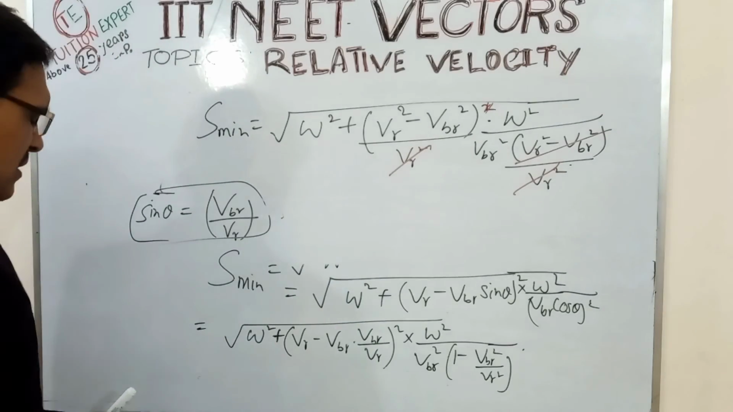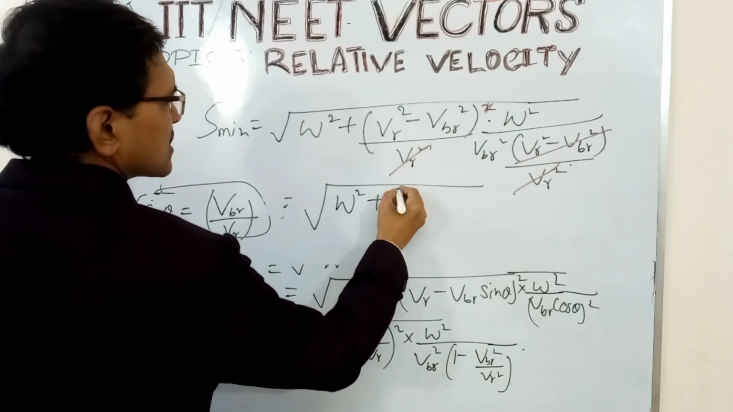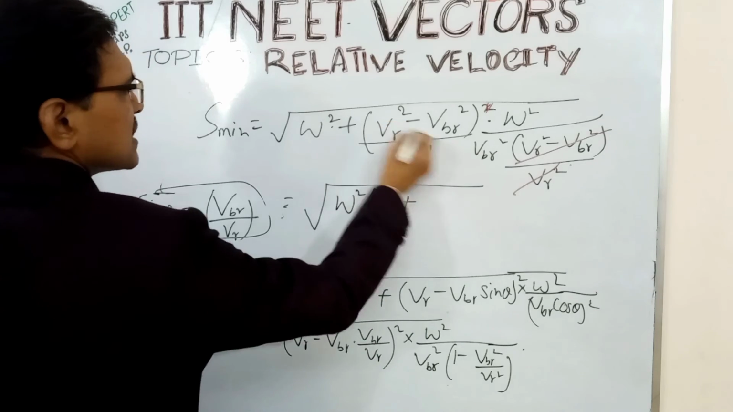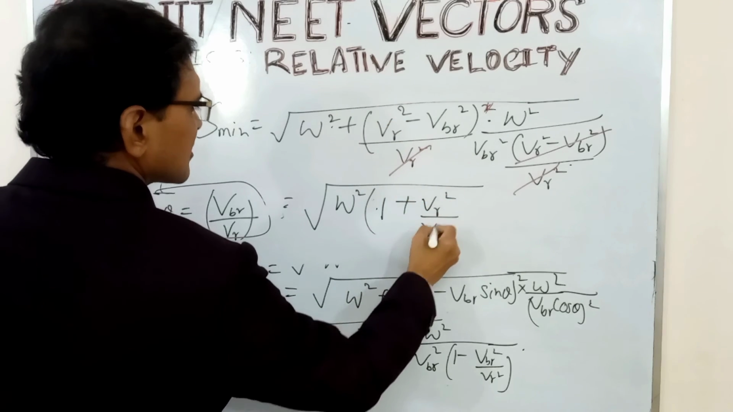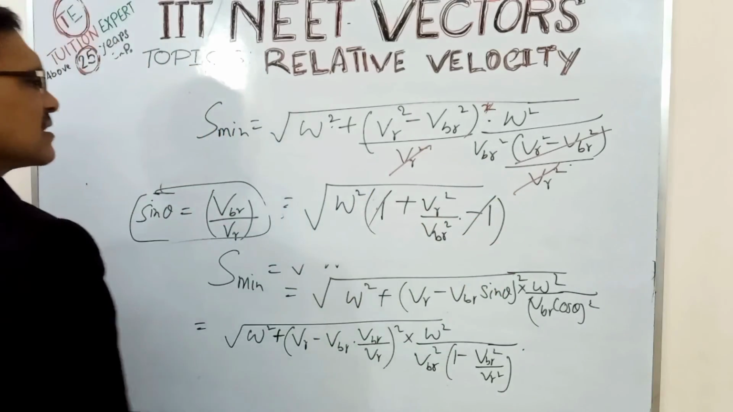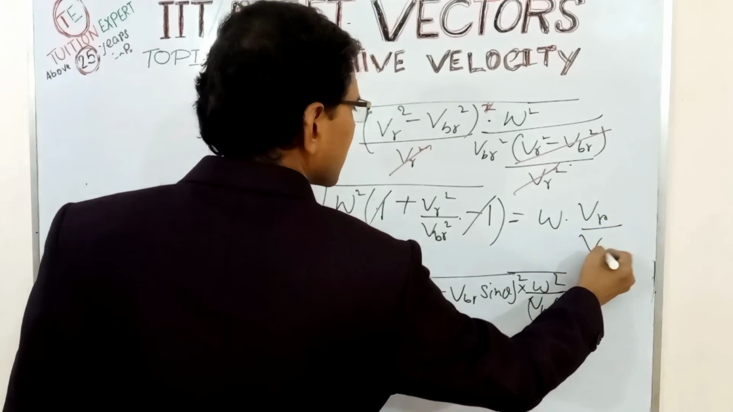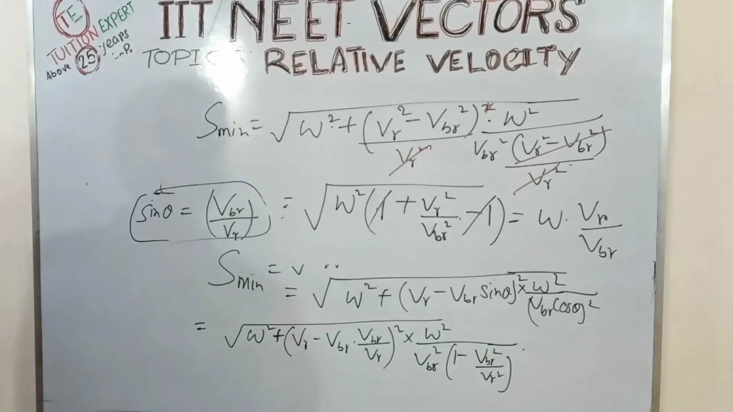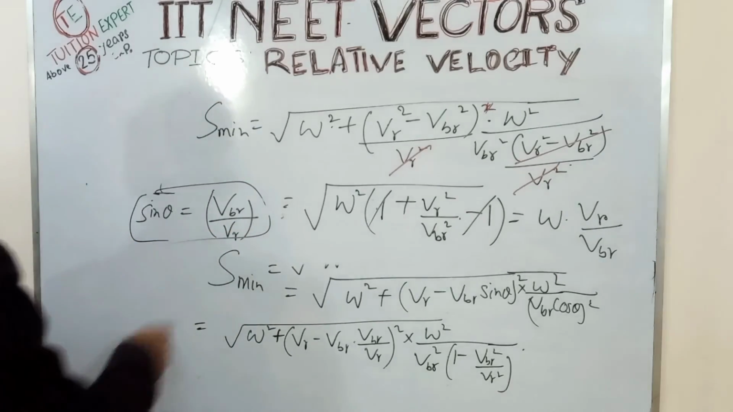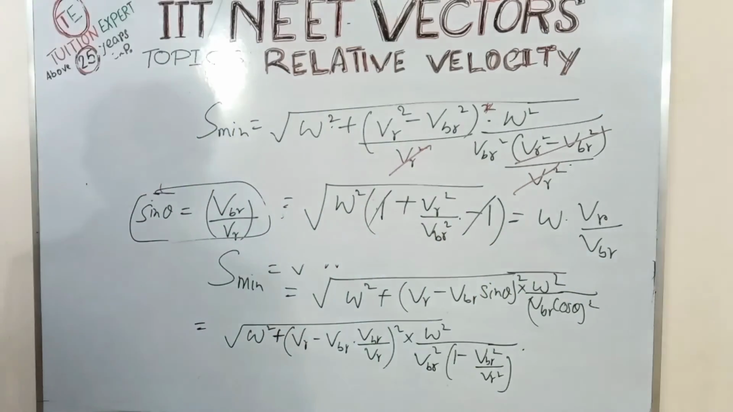So the result becomes plus; if we take W square common, 1 plus this by this minus 1, this cancels. So the result is W vr by vbr. This is the result, S minimum, and the angle is sine inverse of this. So if the boatman steers at this angle, the path will be minimum and the minimum path will be this. So that is the condition.